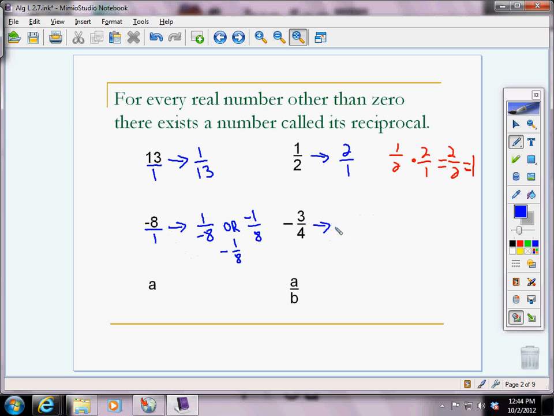For example, this one here, if we flip it over, we could write it as -4/3, or -4 over 3, or 4 over -3. Okay, again, as long as this whole number here is negative, that's what we're after. Okay, and so basically it works for all numbers. The reciprocal of a is just 1 over a. The reciprocal of a over b is b over a.